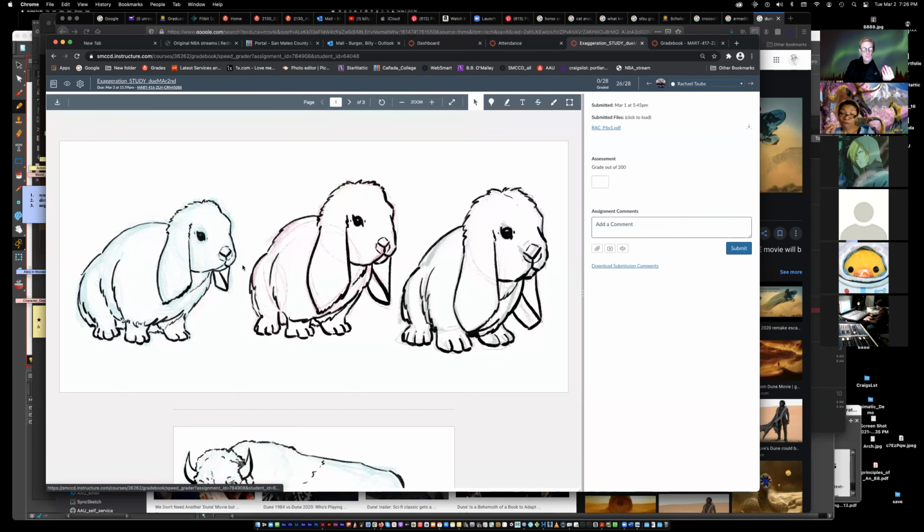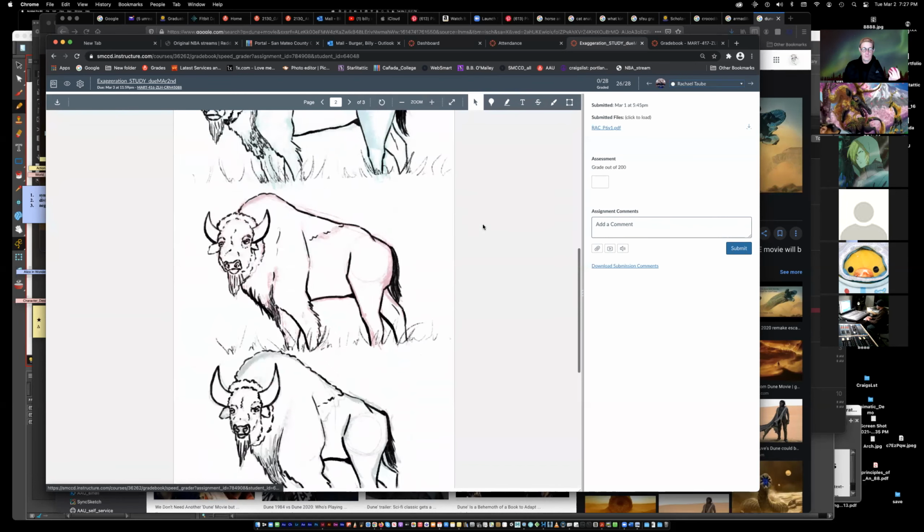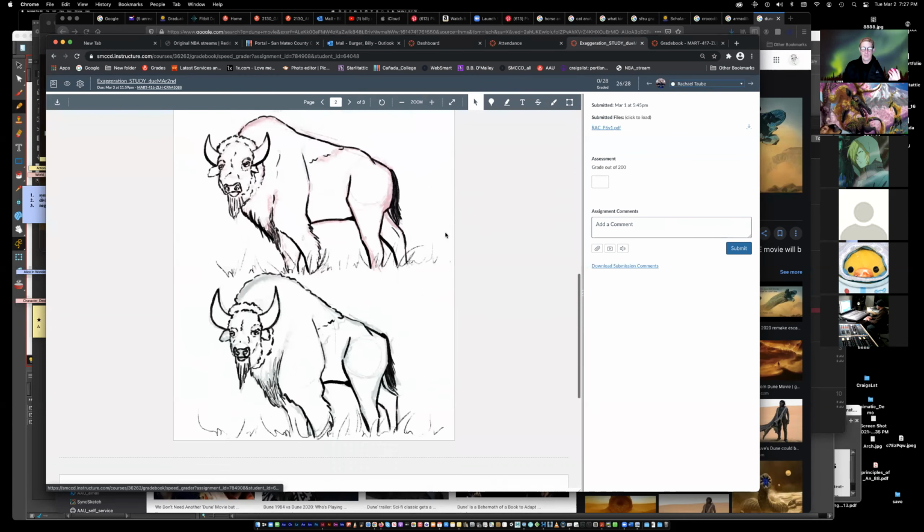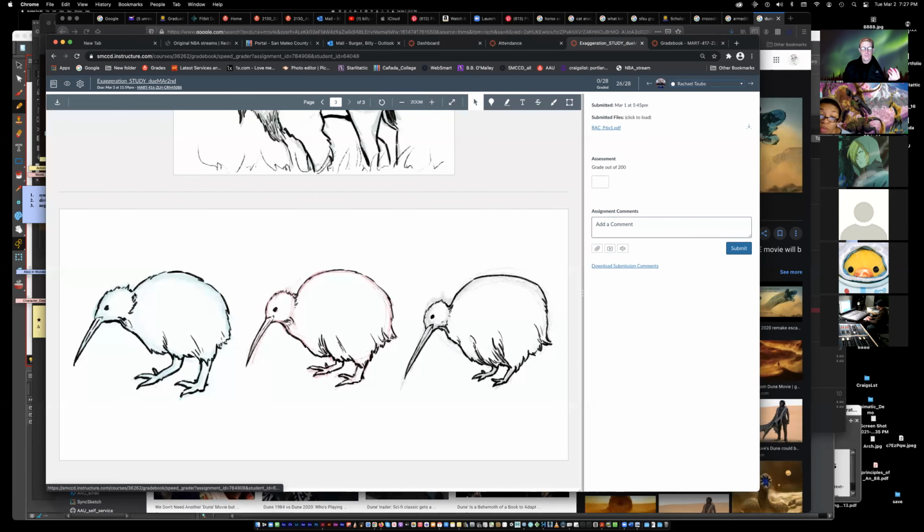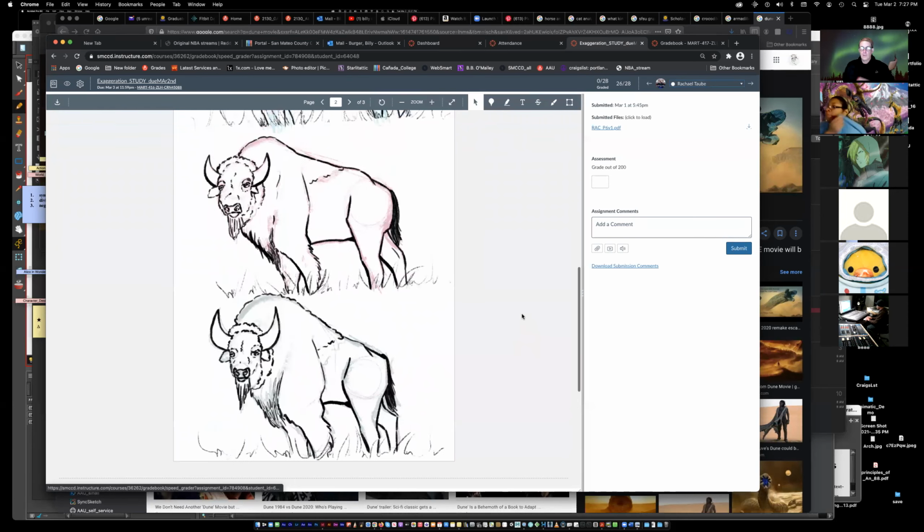Okay. 1, 2, 3. And again, I think that this one, you're just being subtle. My advice would be take it to number 4, take it to number 5. The same with the bison, take it to number 4, take it to number 5. If you squint at the kiwi, he's just kind of like very, very subtle changes there. Take it to 6 and 8. You have the right idea, but don't be afraid to be crazy.